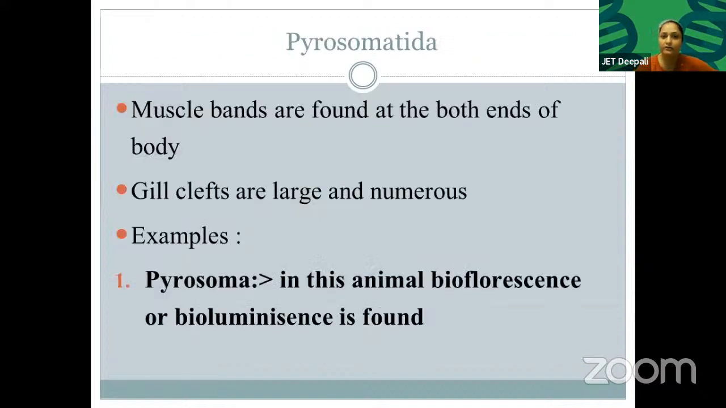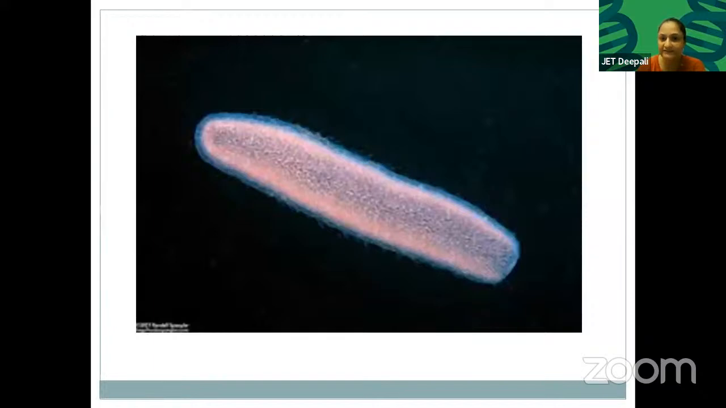Okay. Pyrosomatida. Muscle bands are found at both ends of the body. See, they have muscle bands. Gill clefts are large and numerous. Example: Pyrosoma. In these animals, bioluminescence is found. Means they are shining inside the sea. They are emitting their own light. This is called bioluminescence. Example is Pyrosoma. Now let's have a look at Pyrosoma. You can see here, they have their own light. Bioluminescence is clearly visible in this picture.